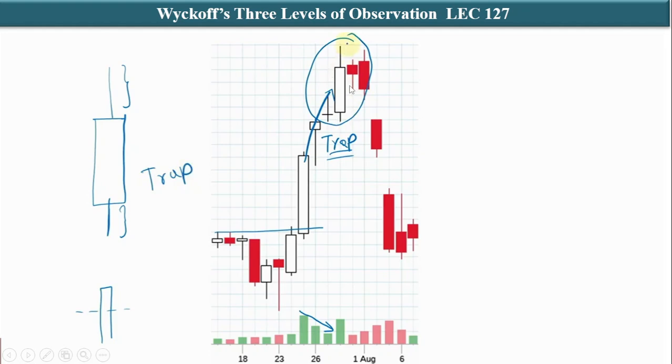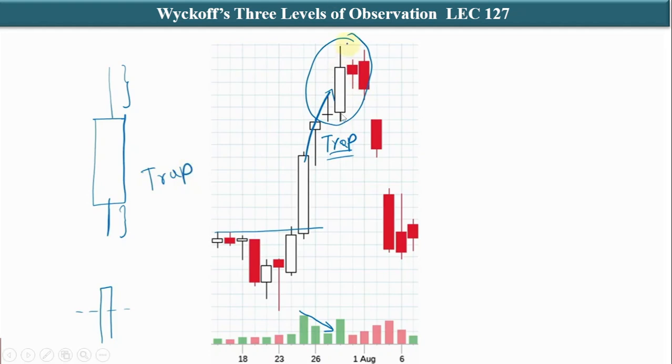Again, let me repeat. We have already learned, when a white or green candle forms with a large upper wick and a smaller lower wick.